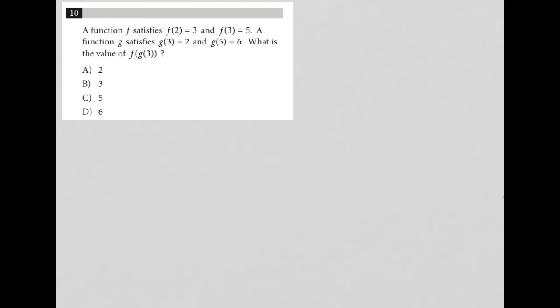So question number 10 says a function f satisfies f of 2 equals 3 and f of 3 equals 5. So again, anytime I see quantitative information, I like to just rewrite it. So I'm going to just write f of 2 equals 3, and I'm going to write f of 3 equals 5. Now, what does this mean to me? What does this mean to you?